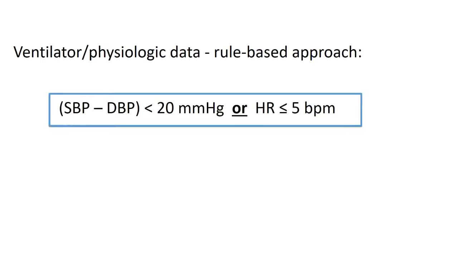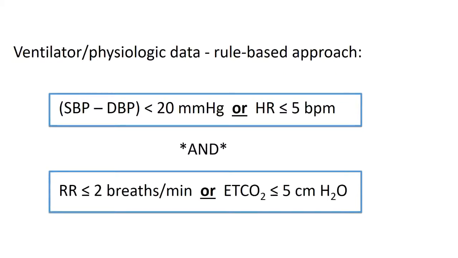Okay, so getting back to our problem of detecting cardiopulmonary bypass, we have a very simple, from the perspective of a data scientist, rule-based approach for detecting cardiopulmonary bypass. If you have a very small pulse pressure, where the difference between your systolic and diastolic blood pressure is low, or your heart rate is extremely low, we suspect that you may be on bypass. But we also have to check the ventilator data, and you have a very low respiratory rate or end-tidal CO2. When you exhale, you produce carbon dioxide, and you can measure that. And if that's very low, it's likely that you're not breathing and you're on cardiopulmonary bypass.